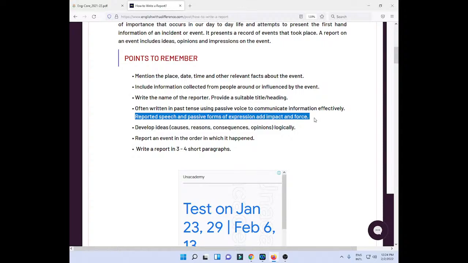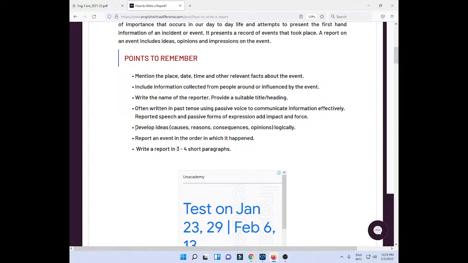Reported speech and passive forms of expression add impact and force. Because it is a report, it is better to write in reported speech, not in direct speech, right? So whenever you are writing a report about an incident or an event, it is better to write in reported, indirect speech, and of course the passive form of expression is also preferred. For example, it is estimated that 25 people were injured. This is passive form, right? Whenever you are giving data or number statistics, it is better to write in passive form. Then develop ideas, causes, reasons, consequences, opinions logically.